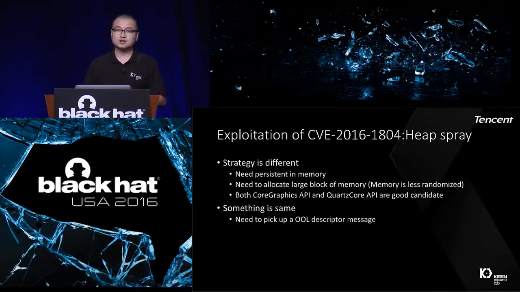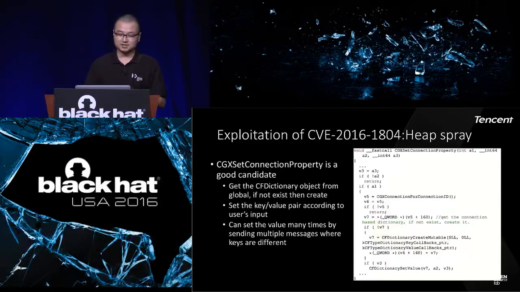And we need to think of the following criteria when spraying. One thing is that the memory has to be persistent. And also you need a very large block of memory because large memory allocation is less randomized in OS X. And also you need an OOL message because only an OOL message allows you to do this kind of operation. So finally we got a very good candidate, which is CGX set connection property.